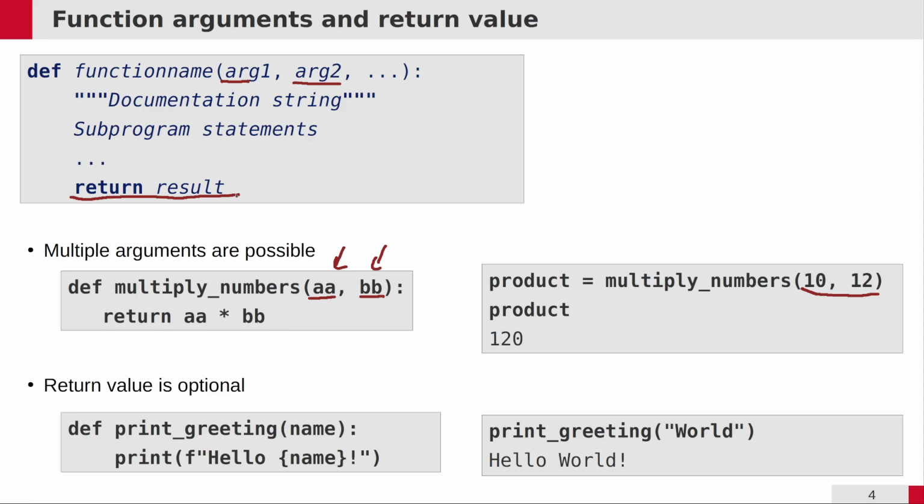The return value is optional. Not all functions return a useful value. For example, if you are writing a function which doesn't calculate anything, but just makes a side effect, which means, for example, printing something, then of course the return value is not really interesting. The only reason why you call these functions is to trigger some printing commands, and then the function doesn't have to return anything, so you don't have a return statement in this function.